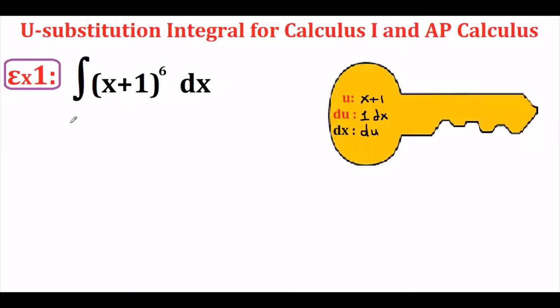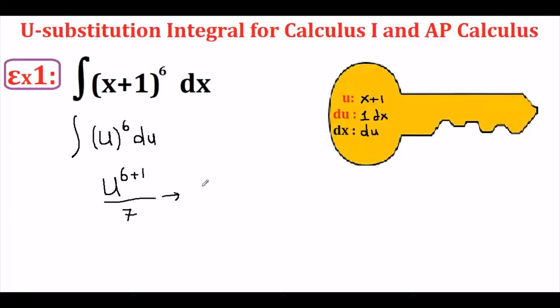Now we're going to write everything in terms of u. Instead of x plus 1, we're going to write u raised to the 6th power. And instead of the dx, we're going to write du because dx is equal to du. Now we know how to take the antiderivative of u to the 6th. We add 1 to the power and we divide by the same power number, which is 6 plus 1, 7.